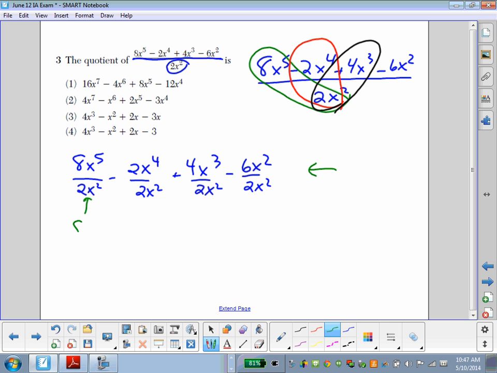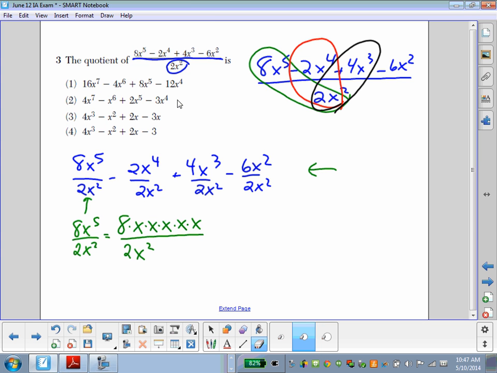So if I look at 8x to the 5th divided by 2x squared, you may remember your rules for your exponents, or you may not. If you don't remember your rules for your exponents, you can just write this all out. 8x to the 5th is 8 times x times x times x times x times x. X to the 5th means x multiplied by itself 5 times. Similarly, 2x squared is the same thing as 2 times x multiplied by itself twice.